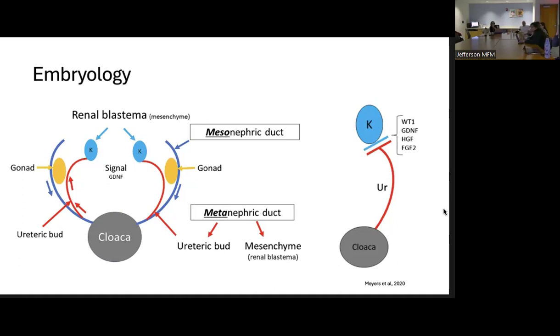This figure on the right shows how the disconnection between the bud and the blastema leads to lack of release of these signal factors and therefore lack of branching and proliferation of the renal tubules, so your collecting system is affected. In MCDK, there may be severe atresia or complete disconnection between the blastema and the bud, so bud branching signaling factors are never released and the nephrons fail to develop appropriately.